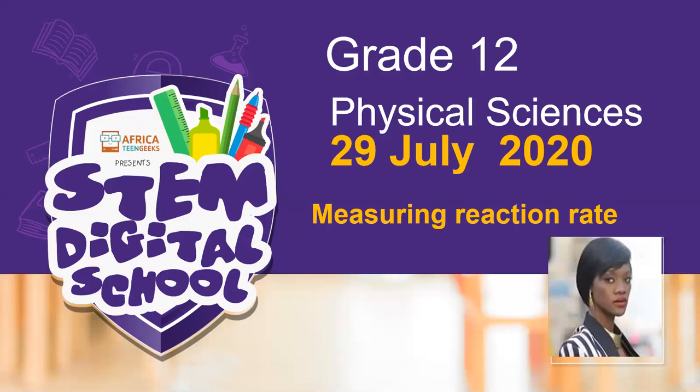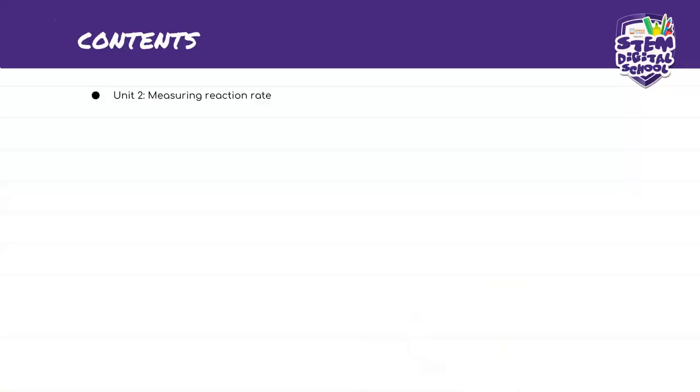Today we've got an interesting topic. We're doing the measuring of reaction rate. As you know, we've started with some of our term four work, starting with rate of reaction, and now we're moving on to measuring reaction rate. Yesterday we were doing collision in reaction rate, so it's slowly building up, and I hope everybody is understanding the work that is being done so far. Today we're doing unit two, which is measuring reaction rate. I hope that everybody is quite following through.